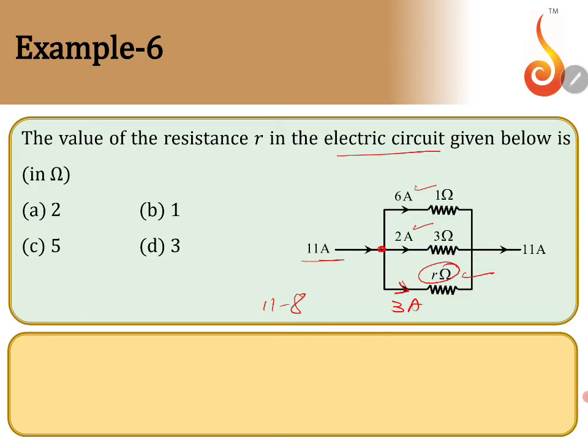Now, since these resistors are connected in parallel combination, they should have the same potential difference. So the potential difference across this 1 ohm should be the same as the potential difference across this R ohms. What is the formula for potential difference? V is equal to I into R. The current flowing through this 1 ohm is 6, and the resistance is 1, which should be equal to the current flowing through this section, 3, into resistance R. This is 1, this is 2, so R is equal to 2 ohms. So the correct option is option A.